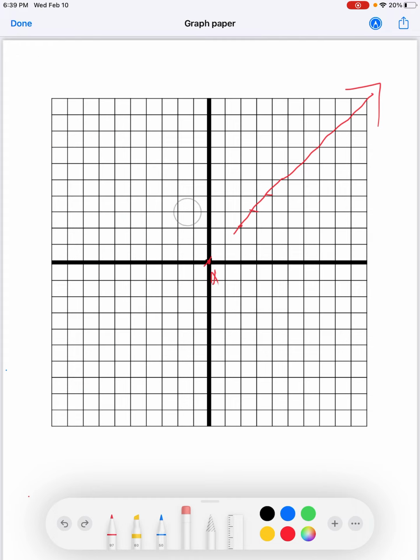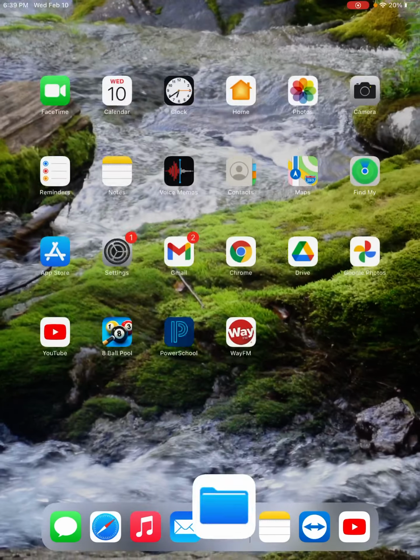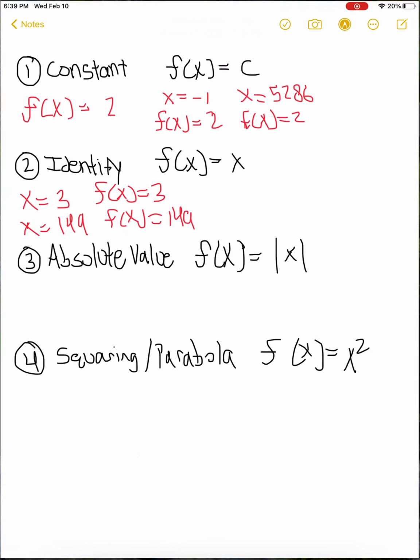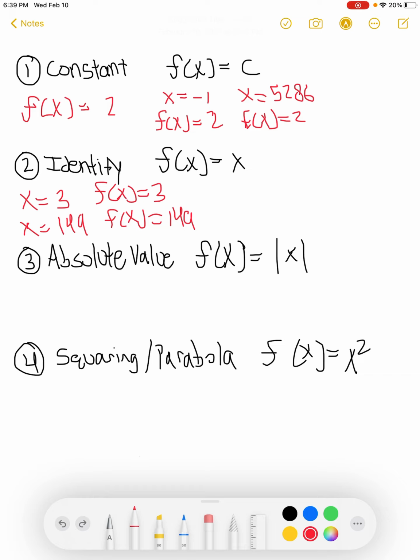And if you think about it, identity, just like the identity property, that's just what it is. So now let's look at the absolute value function. Okay, well, obviously, whatever x is, you take the absolute value of it to get the f(x) or y. So if x is -1, then f(x) is going to be 1.